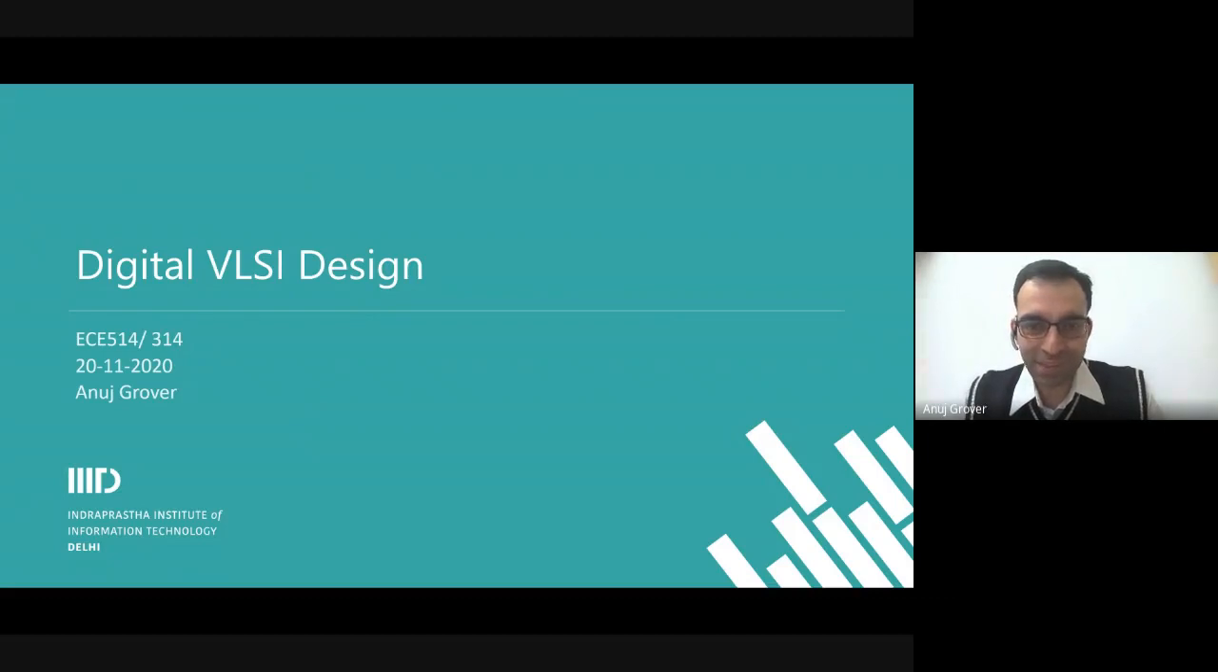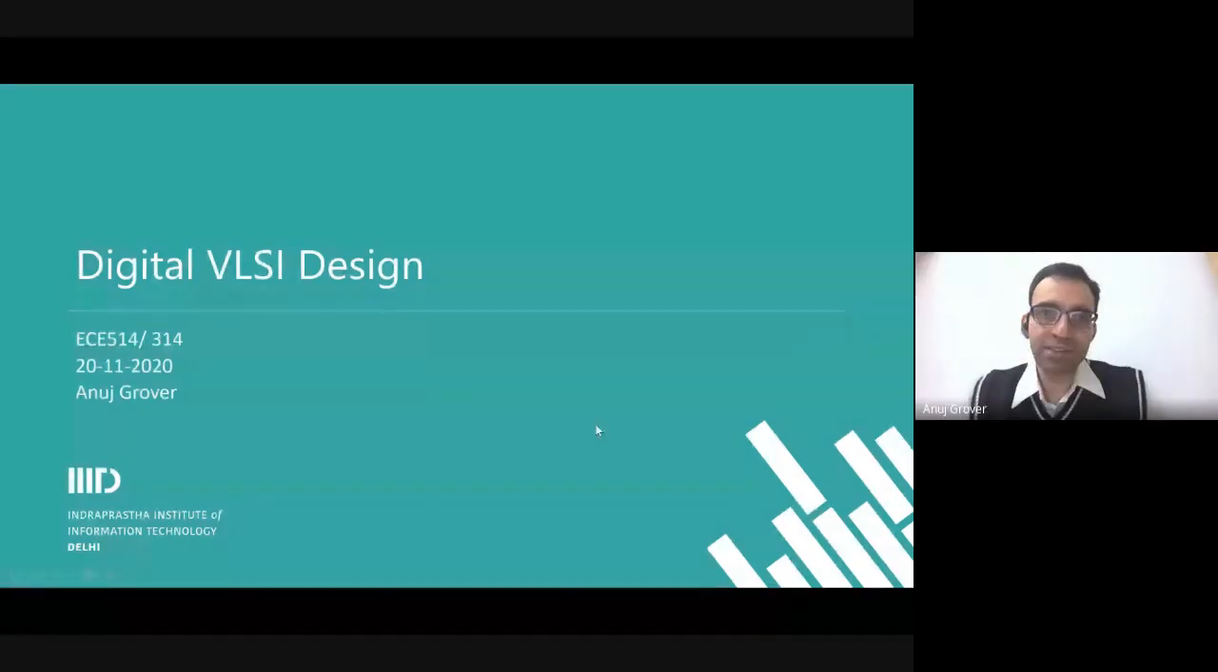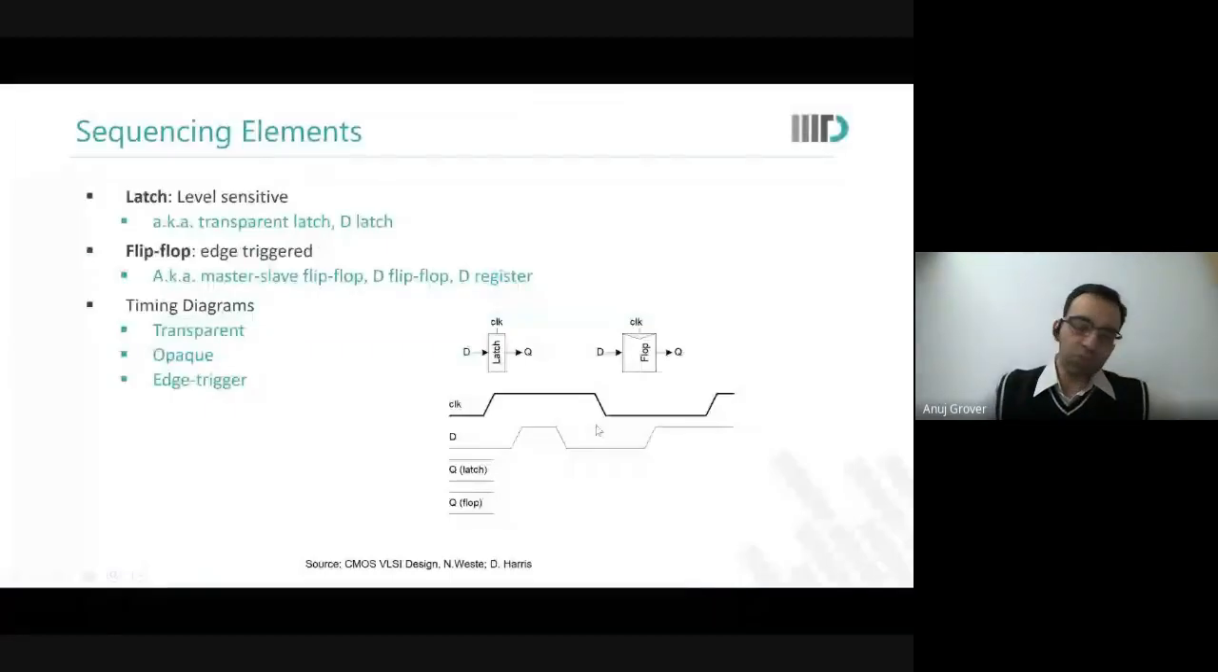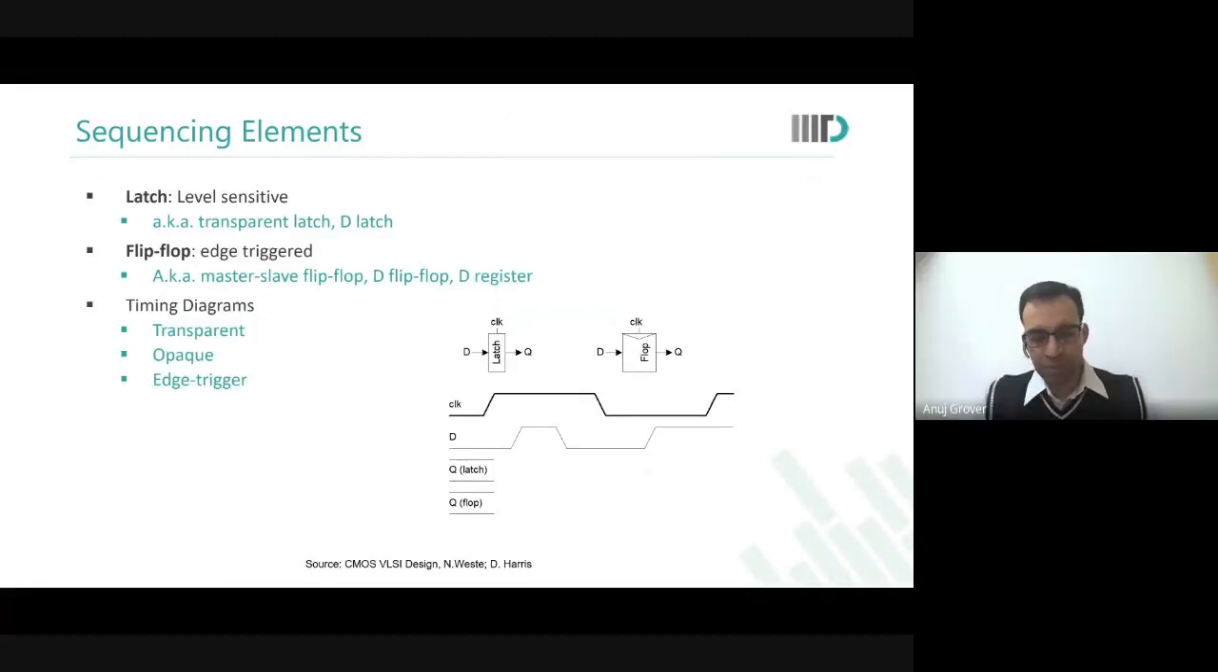We started to look at that. Flip-flops and latches. So what is the difference between a flip-flop and a latch? Flip-flop is edge triggered and latch is level triggered. What do you mean by that?